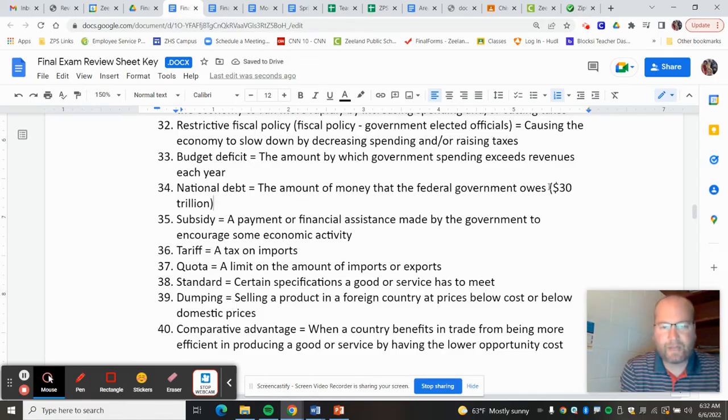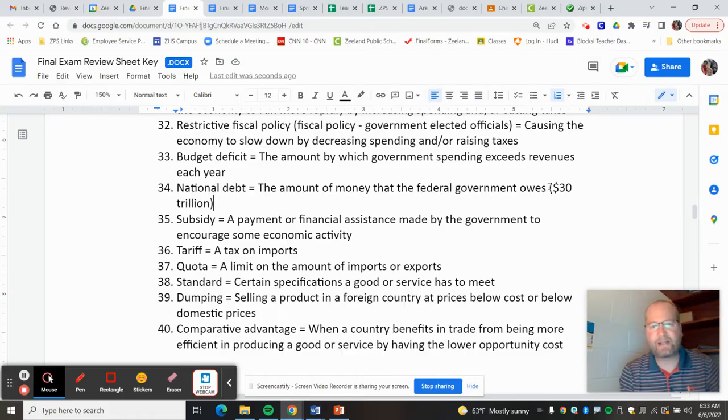A subsidy, that's a payment or financial assistance made by the government to encourage some economic activity. Oftentimes, we use the example of farm subsidies. We need our farmers to succeed and not go under because we need food. And so maybe the government will help subsidize. They'll help make payments for farm equipment or stuff like that, that maybe the farmers wouldn't be able to afford on their own, so that they can go out and buy the farm equipment they need to run a successful farm and produce for our country.